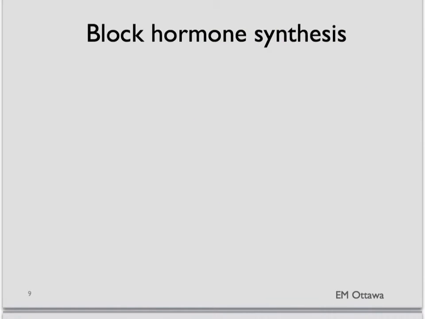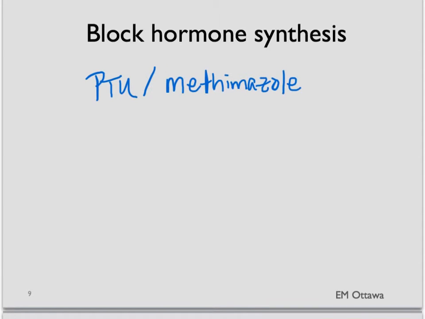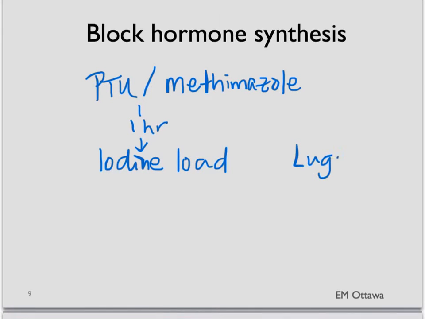We first block the thyroid hormone production by the thyroid gland. We do this by giving a medication called PTU, or propylthiouracil. Another medication called methimazole can also be given. About an hour after this, we also block the release of the hormone that's already been made, by iodine loading the body. We do this in the form of Lugol's solution or SSKI.